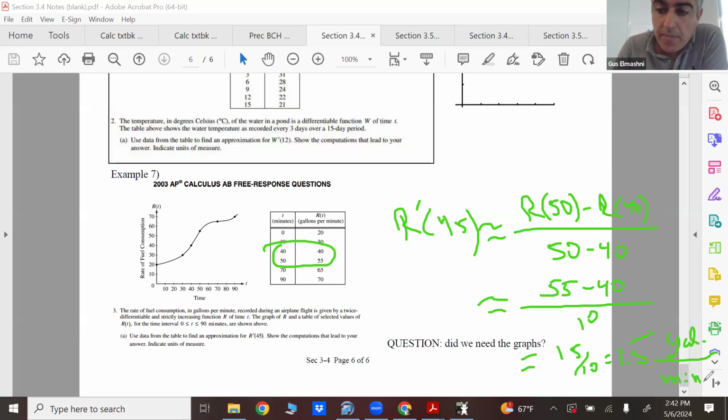Per minute squared. So it's kind of like acceleration for volume, if that makes sense. You're looking at the rate of change of the flow rate, so it's a rate of change of a rate of change. It's like a second derivative in a way. But do you need a graph? No, a graph is not necessary. It's 1.5 gallons per minute squared. So those should be pretty straightforward, really, really simple.